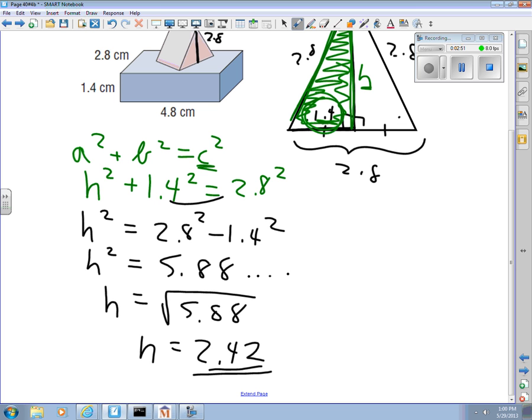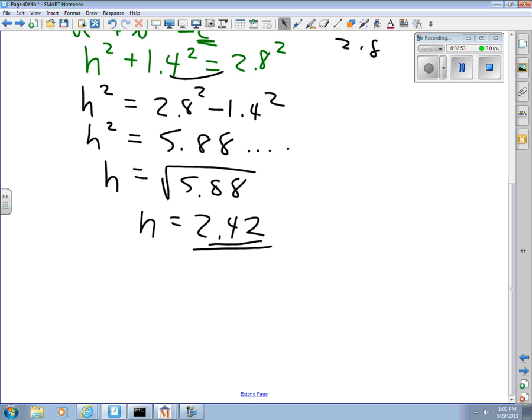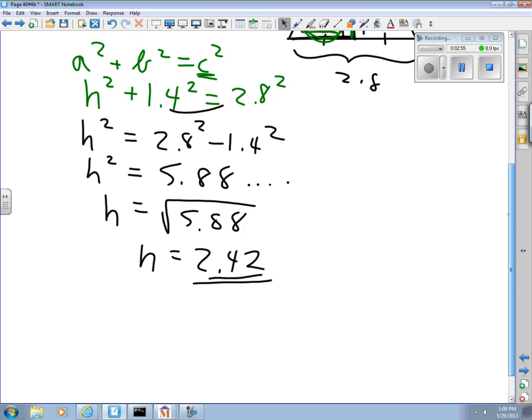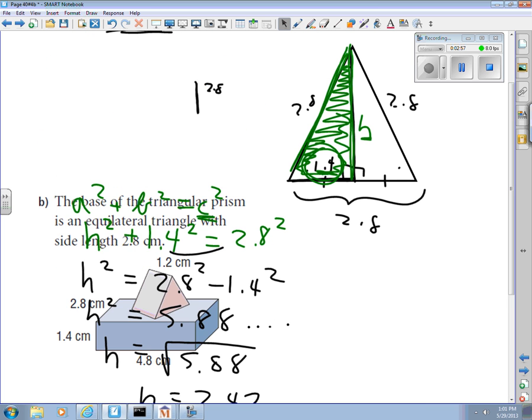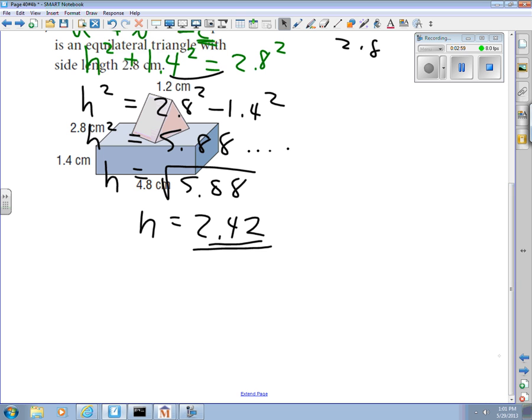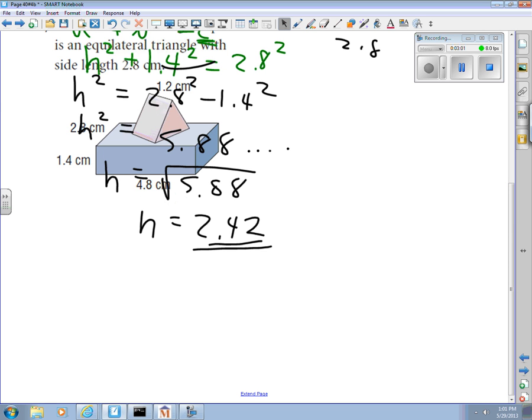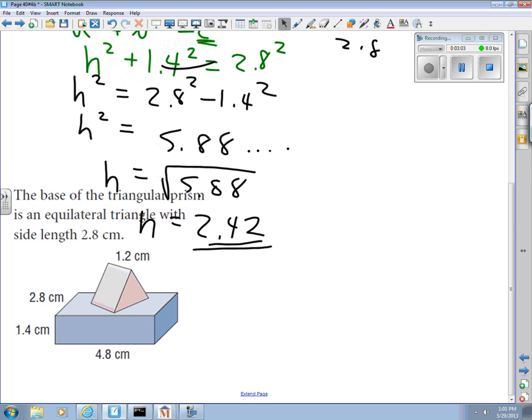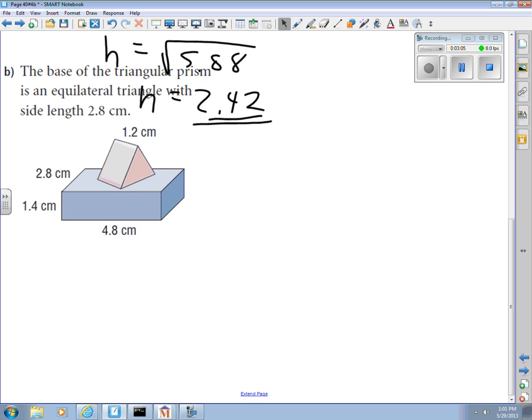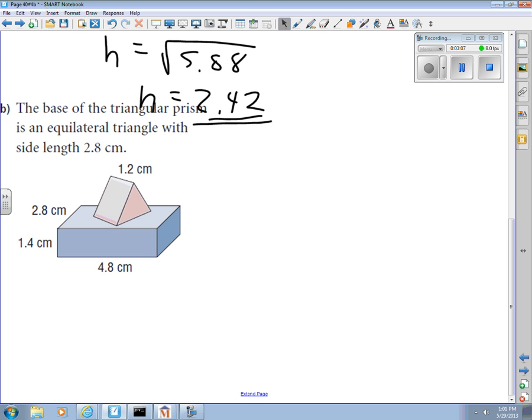In fact, I'm going to need it to figure out the surface area. So let's do that now. Let's bring the question down here. Now that I've got the number I need, let's calculate the surface area. So what is the surface area?